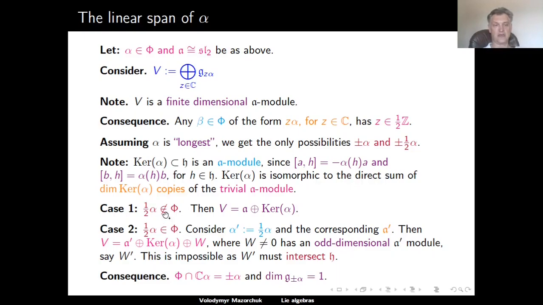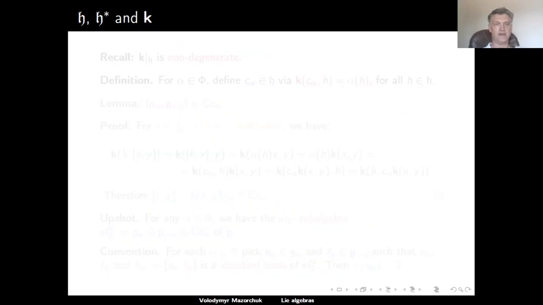Consequently, we only can have case 1, which means that alpha and minus alpha are the only roots which are scalar multiples of alpha, and because of the fact that V is a direct sum of A and the kernel of alpha, the dimension of the root subspaces G sub plus minus alpha is 1. Now we want to identify H and its dual space using the Killing form, whose restriction to H is non-degenerate.